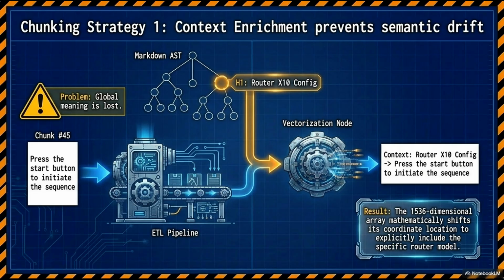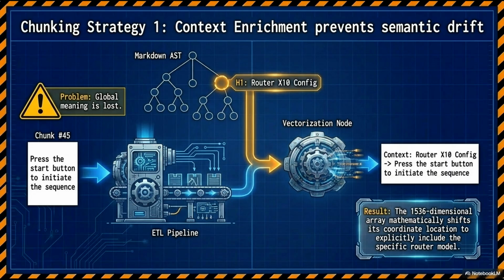To combat it, the architecture you provided uses advanced chunking strategies. The first technique is context enrichment, sometimes referred to as contextual inheritance. How does that work in practice? As your extract, transform, load pipeline, your ETL, is reading down the Markdown abstract syntax tree, it keeps track of the hierarchy. When it prepares to finalize chunk 45, it programmatically grabs the parent headers and physically prepends them to the chunk's text payload. So instead of the payload just being press the start button, the Python script edits the text to say context: router x10 Wi-Fi config, setup phase, press the start button to initiate the sequence.